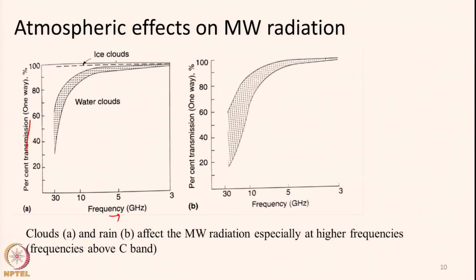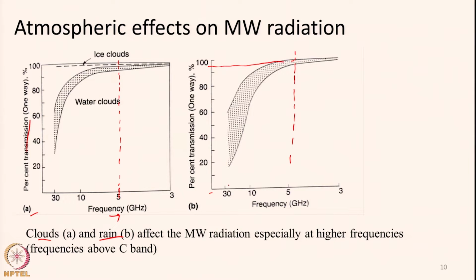Again we look at frequencies, say less than 5 gigahertz, so C band and L band and all. Here if you observe, even in the presence of water bearing clouds or ice clouds, the transmissivity is fairly high, more than 95%. Similarly during rainfall also. So this plot A is for cloudy condition, plot B is for typical rainy conditions. Again, if you look at this 5 gigahertz threshold, the transmissivity is fairly high, more than 95%.